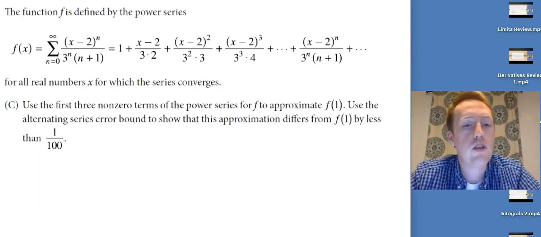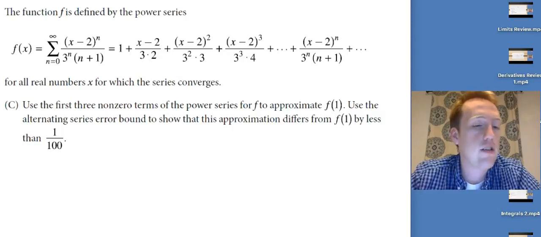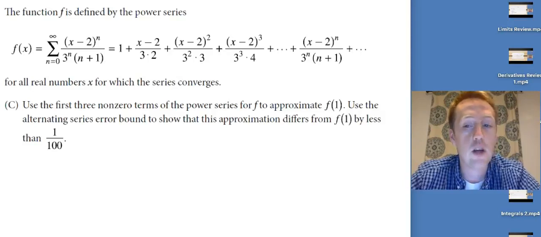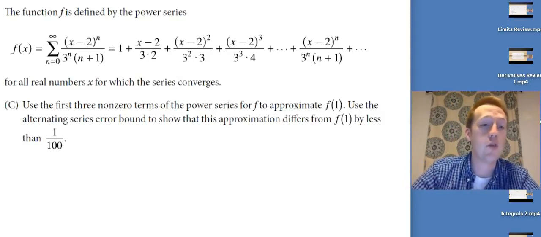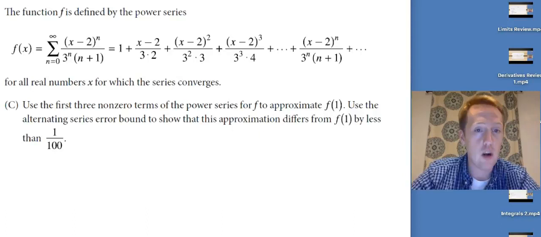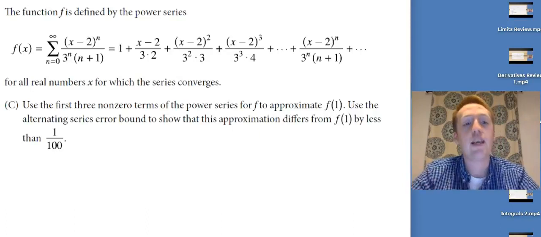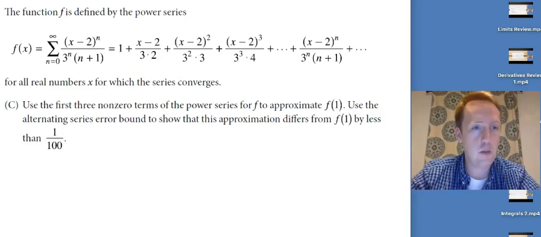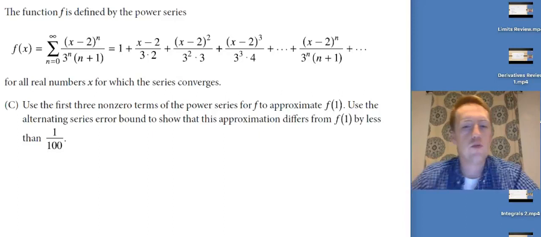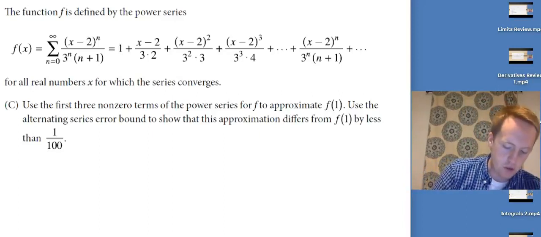Use the first three non-zero terms of the power series for f to approximate f of 1. Use the alternating series error bound to show that this approximation differs from f of 1 by less than 1 over 100. Okay, so this is that thing I was telling you. I'm going to stop short. I can't make it to infinity, and then I can show you how far off I am by at most. I could be spot on. Chances are I'm not.